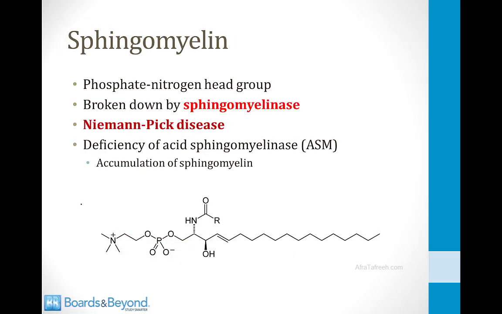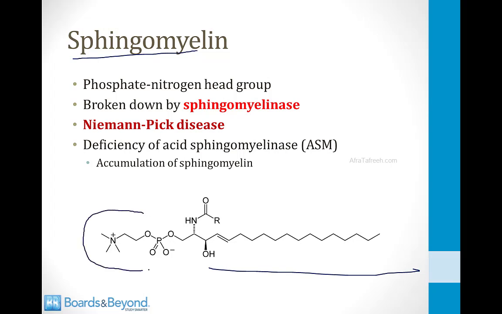The next sphingolipid we're going to discuss is called sphingomyelin. Sphingomyelin is a ceramide molecule, as I've shown on the screen here, with a phosphate nitrogen head group. This molecule is broken down by an appropriately named enzyme called sphingomyelinase, and if you are deficient in this enzyme, you have a condition called Niemann-Pick disease.